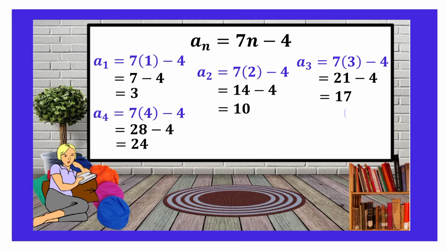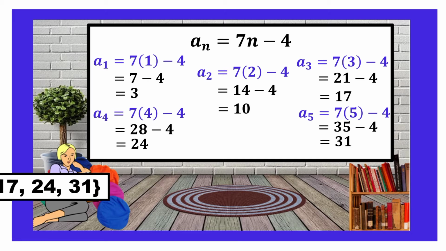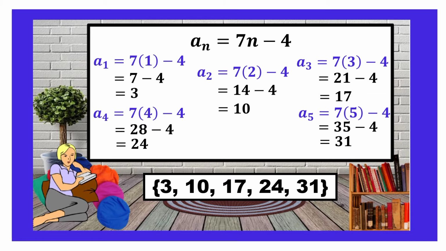And if n is equal to 5, we have 7 times 5 minus 4. And 7 times 5 is 35, minus 4, we have 31. So, we have now the fifth term, 31, and the sequence is denoted by 3, 10, 17, 24, and 31.